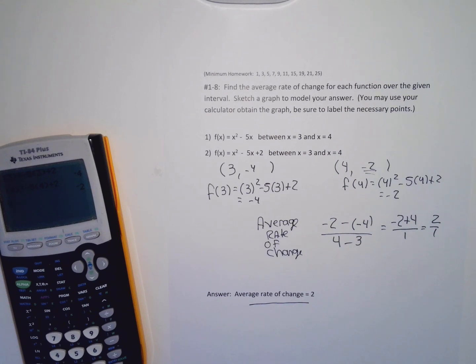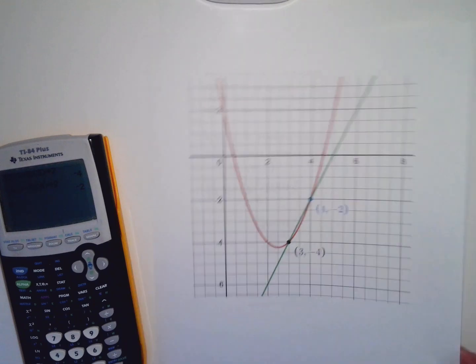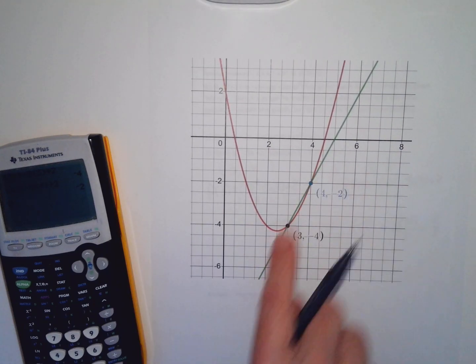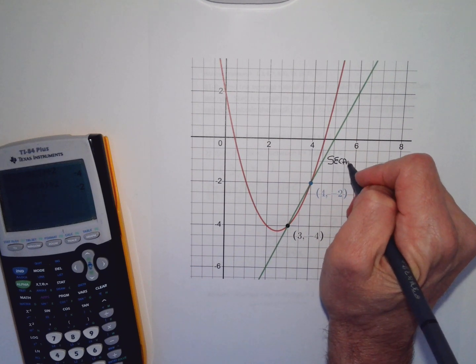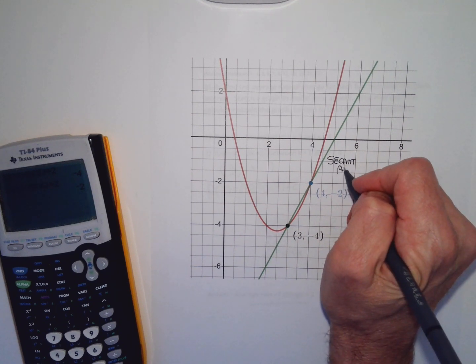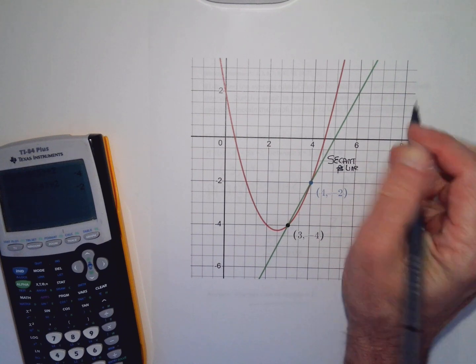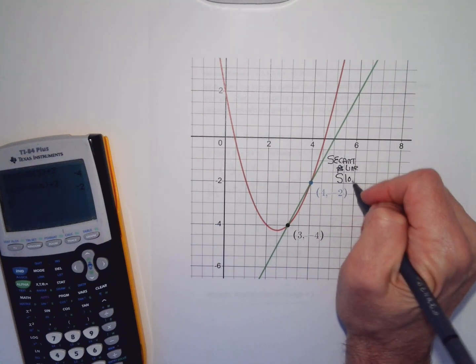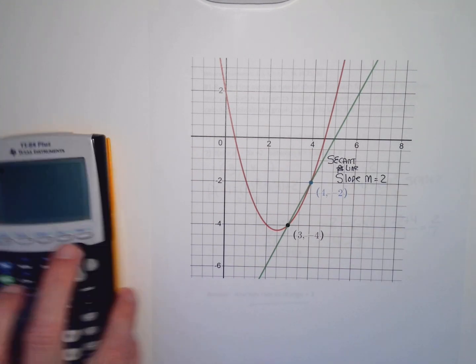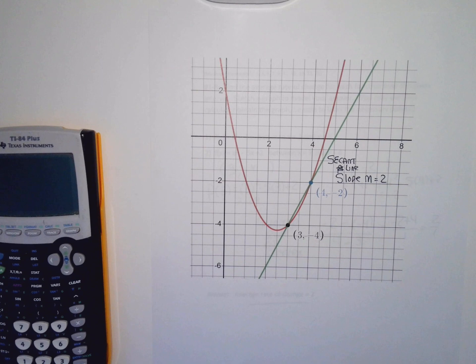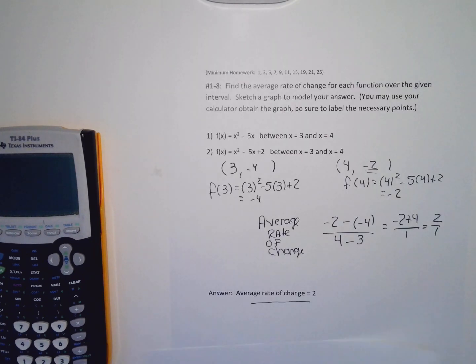I don't think on the tests I make you graph, so if you skip the graphing part of this, so be it. I want to show you the graphs just because it's easy for me with technology. So I graphed the function, and then this is called a secant line. It's a line that measures the average rate of change between 2 points. This line has a slope of the average rate of change of 2. So if you skip the graphing, so be it. It's just not going to matter. It's probably more hassle than it's worth.